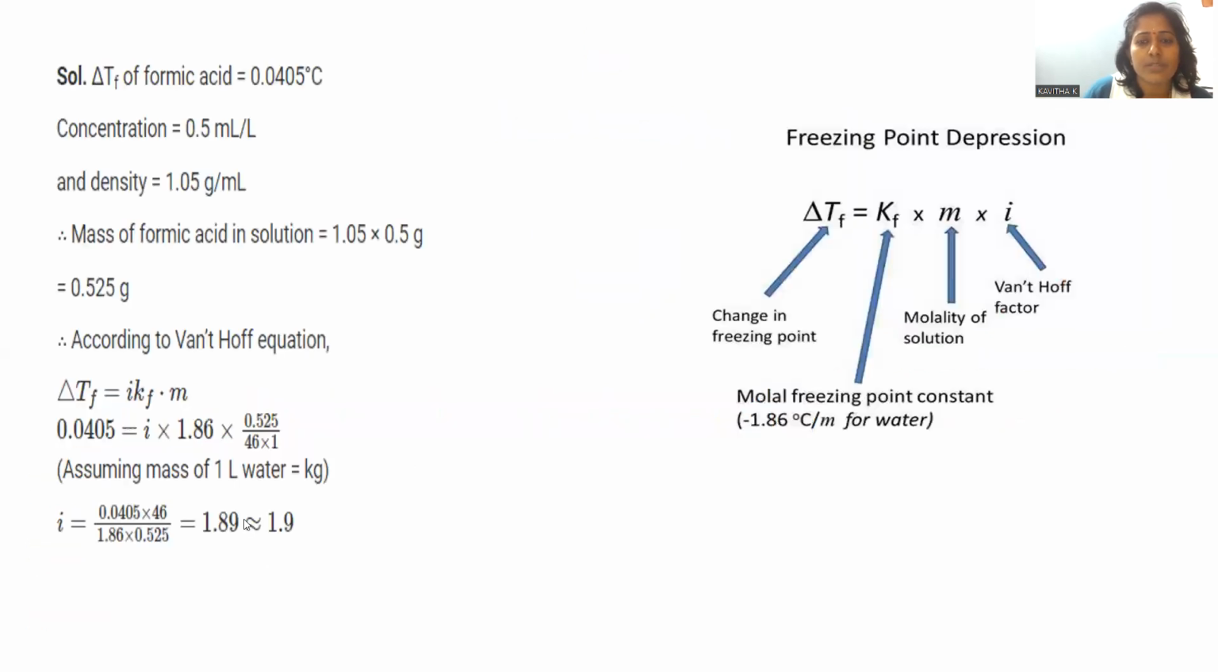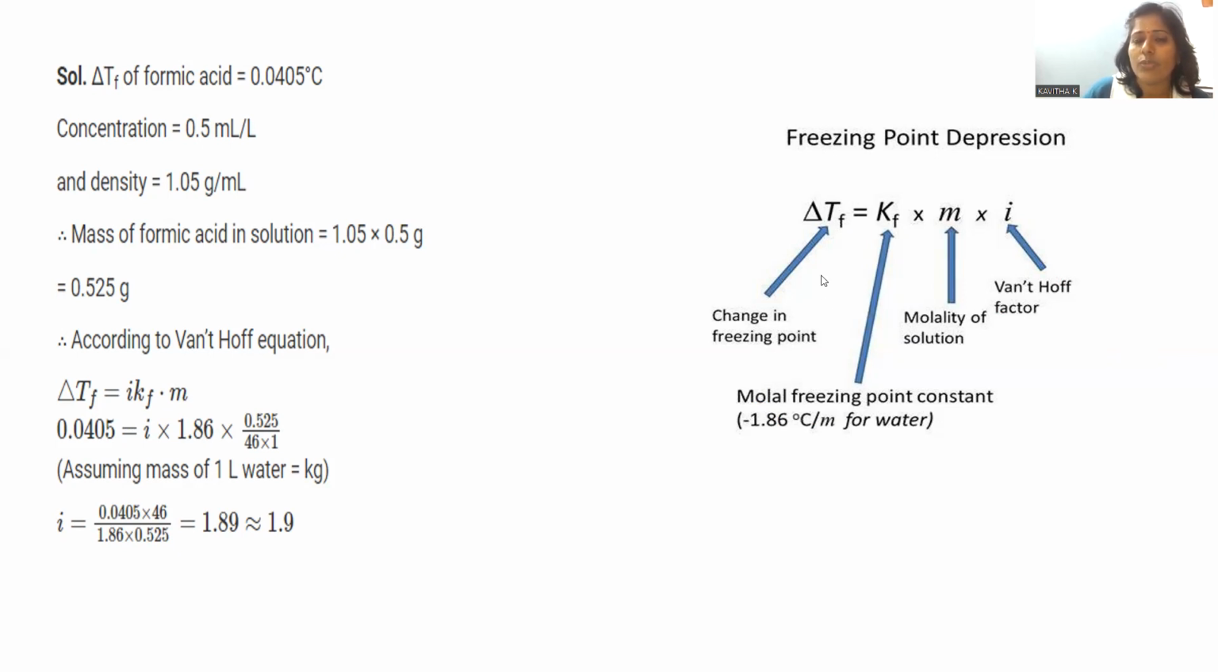Let's find out how it is possible. Here the formula for freezing point depression will be delta Tf is equal to Kf into m into i. Here delta Tf denotes the change in the freezing point that we have to predict. Kf is given as the molal freezing point constant, whose value for water is given as 1.86 degrees centigrade per molal, and capital M is called molarity, but here small m is given, which is called molality, right? i is called the van't Hoff factor. So the van't Hoff factor is provided to you. Molality means concentration.